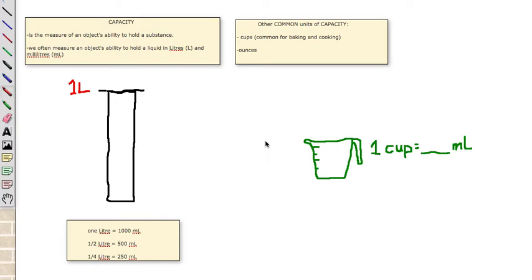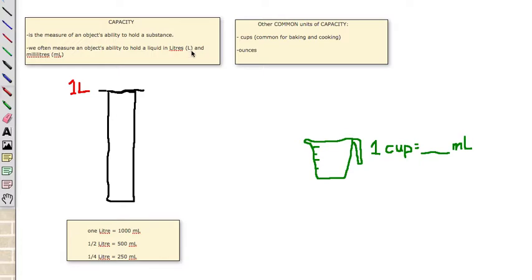Hi, boys and girls. So today I just wanted to do a little note that would tie in our understanding of capacity with some common household units or tools that we use to measure capacity. So just as a recap, in math, we know that capacity is the measure of an object's ability to hold a substance.